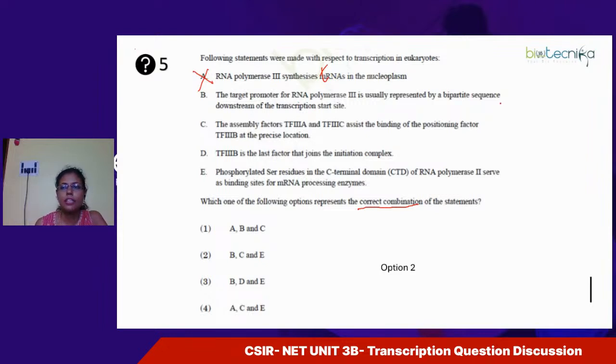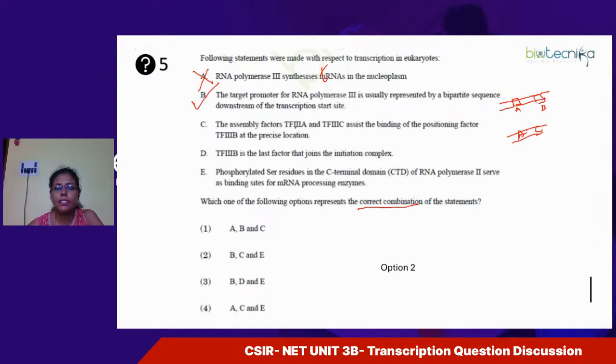So if you just recollect the initiation part of your polymerase 3, you will see that you have these A sites, you have the B sites, right? Or you can have the A site and you can have the C site. So these are the bipartite sequences that you have. So B is correct. Okay.